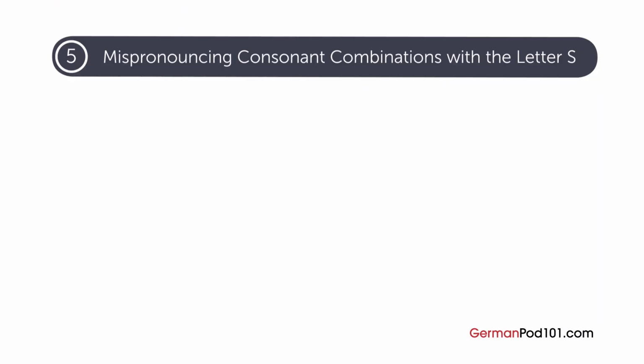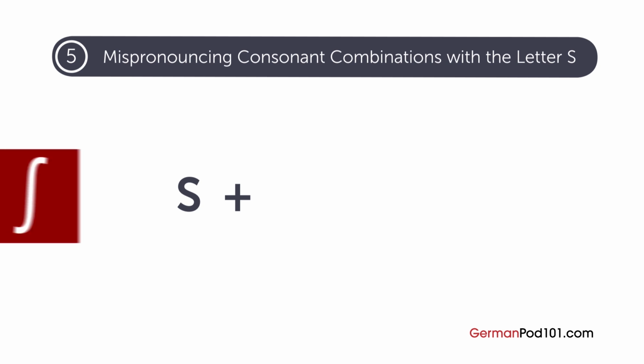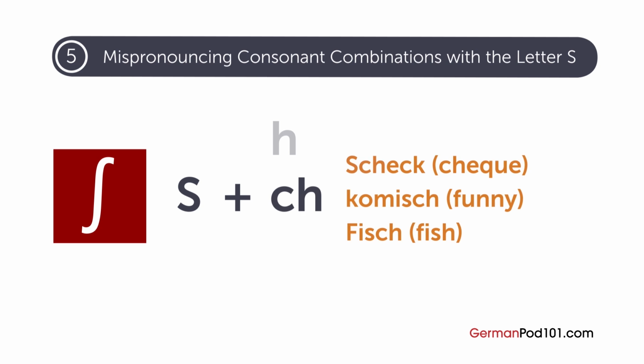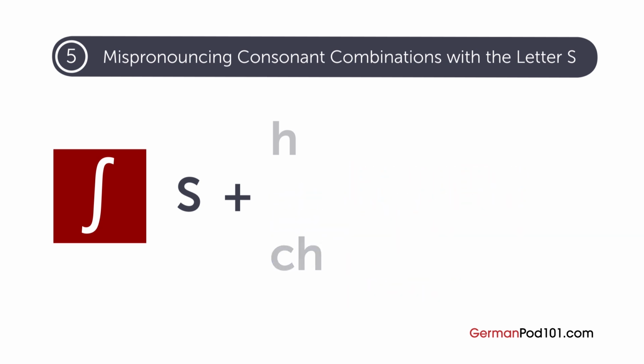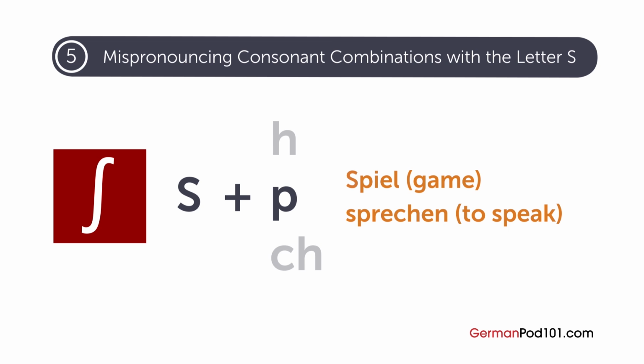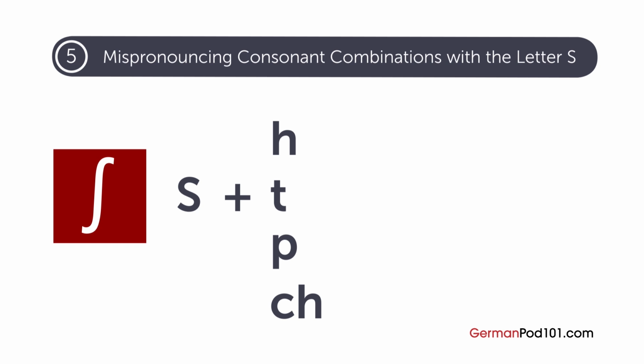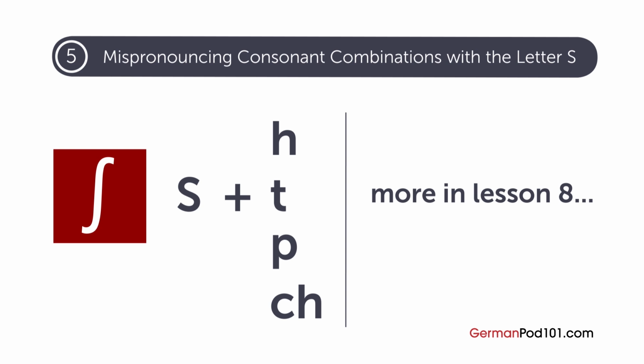Number 5, mispronouncing consonant combinations with the letter S. When combined with other consonants in German, the letter S typically changes to a sh sound. When S is paired with an H: Show, Schare, Ware. When S is paired with CH: Scheck, komisch, Fisch. When S is paired before a P at the beginning of a word or the first syllable: Spiel, sprechen. When S is paired before a T at the beginning of a word or the first syllable: Stadt, studieren. As you can see, there are many instances in which the letter S changes to a sh sound. We'll cover more of this in Lesson 8.